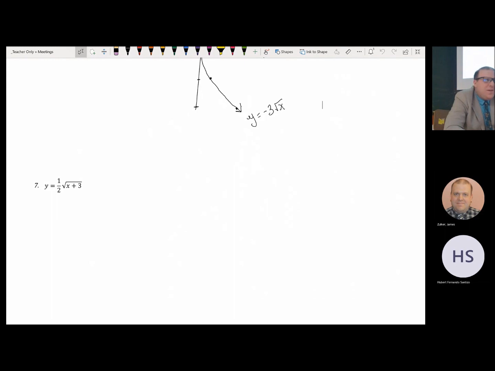I just happen to know that root 2 is about 1.41, because it's something we work with a lot. Root 3 I know is going to be close to 2. I think root 3 is like 1.8. Somewhere around there.